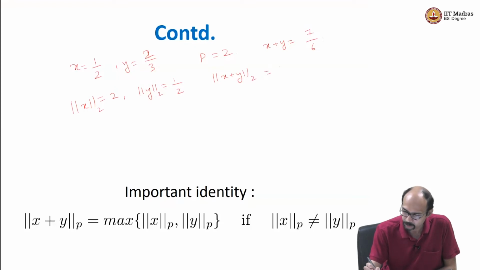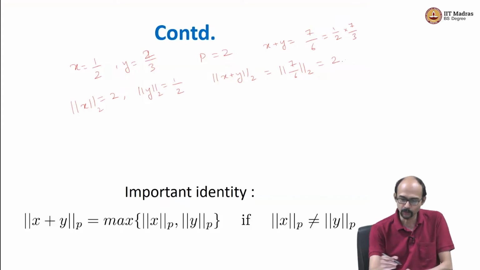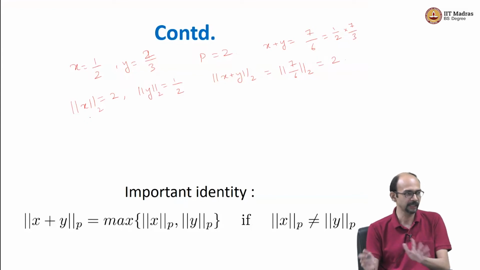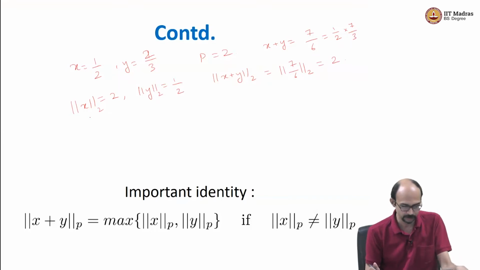So this is the norm of 7 by 6 with respect to 2, and now you express 7 by 6 by pulling out all the factors of 2. So you have 1/2 times 7 by 3. So the norm here is 2. As you can see, this is equal to the maximum of the norms. The norm of x plus y with respect to 2 is 2, which is the maximum of the norm of x and the norm of y. Now I am not claiming this is a proof, I am just saying this is an example. If there's time, maybe I'll come back and give you a proof.